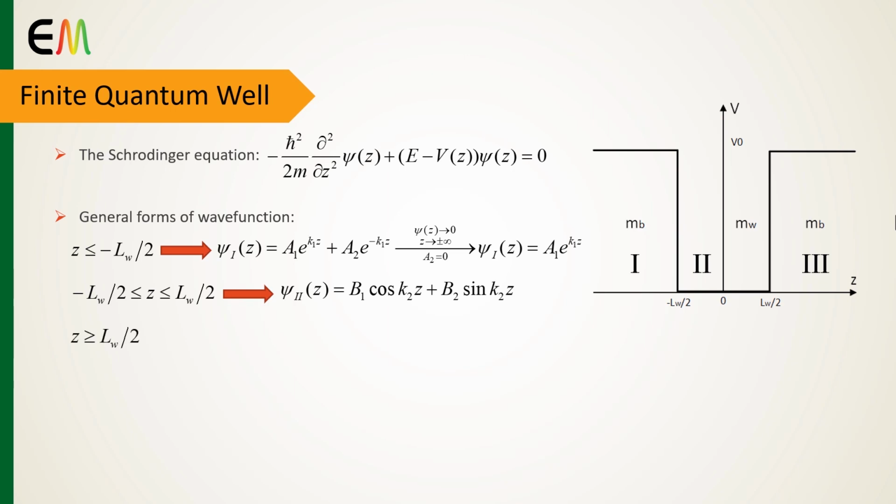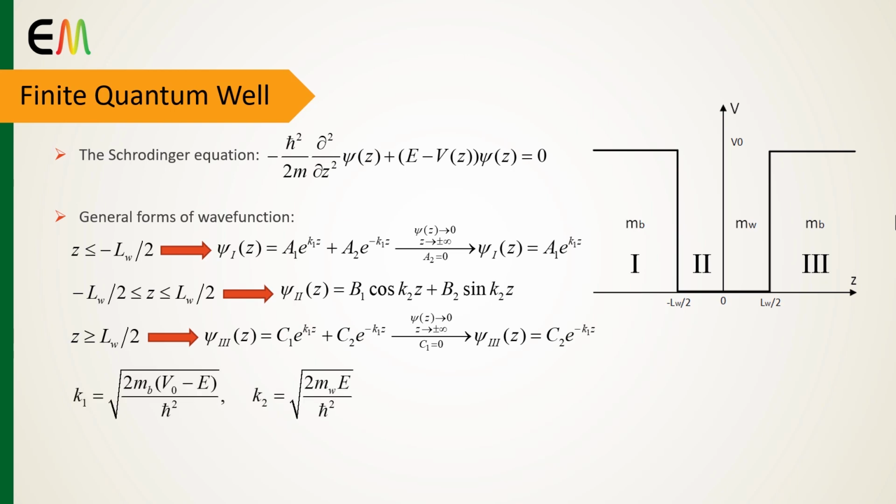For the right-hand barrier region, by the same reasoning as before, the wave function is a sum of growing and decaying exponential functions, of which the growing exponential component must be rejected. By substituting the wave function in the corresponding Schrödinger equation, we can obtain the K1 and K2 expressions. To compute the unknown parameters, we should apply boundary conditions, which include the continuity of psi and the first derivative of psi at the quantum well interface points.